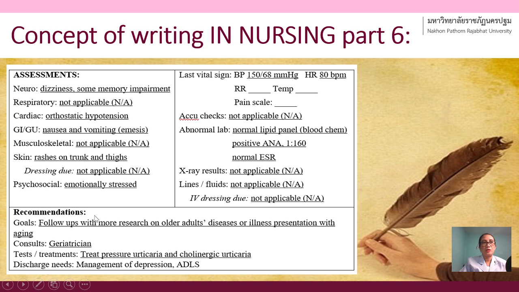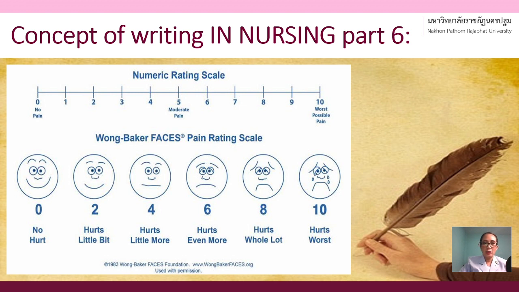This is based on the doctor and the nurse perspective, how they perceive the progress of the patient's condition. Does the patient get better? Does the patient deteriorate? So recommendations are very important when you, as a nurse, make a nurse report. This includes goals, consultations, tests, treatments, and discharge needs if the patient is to be discharged from the hospital facility. And this also includes the report of the pain scale.